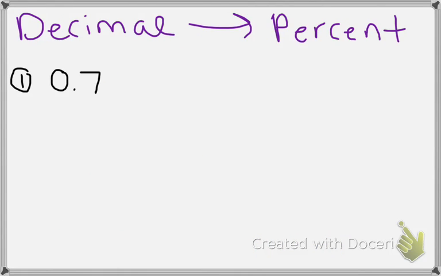Next is decimal to percent. Okay, so what you do is this. When you have a decimal and you want to change it to a percent, all you need to do is move the decimal point 2 spaces to the right. Now when you do that in this case, because we had 0.7 or 7/10, there is no number after the 7. So what goes in that loop? A 0. So your answer is 70%.